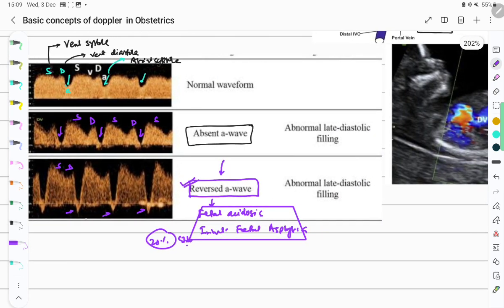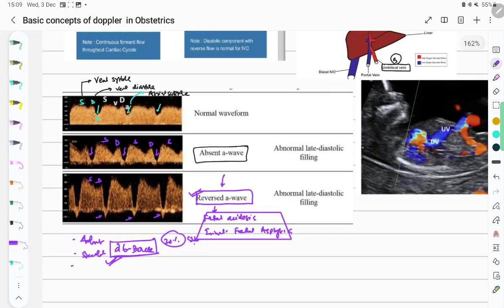So in case of abnormal DV Doppler, we will deliver by 26 to 30 weeks. We will admit the patient, we will do steroid cover, fetal monitoring, we will counsel the party, and we will deliver by 26 to 30 weeks after proper counseling.